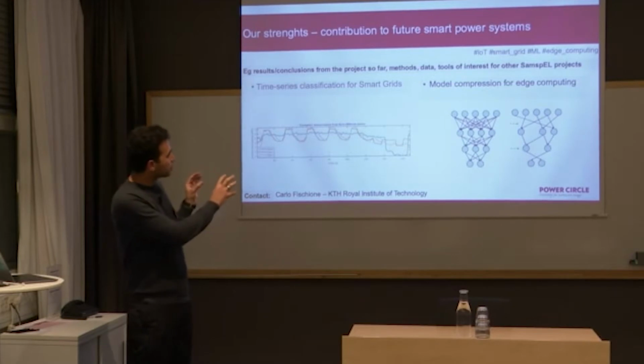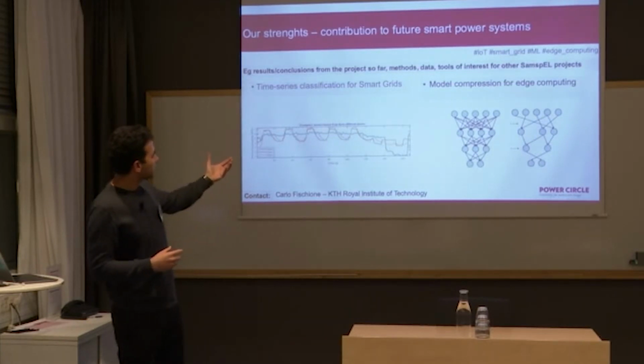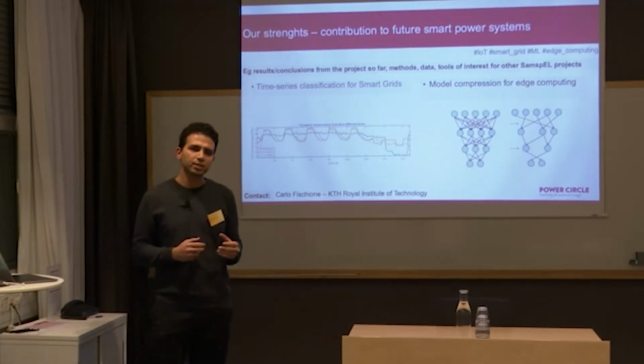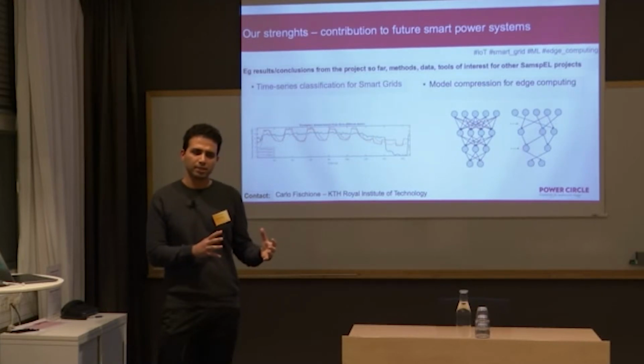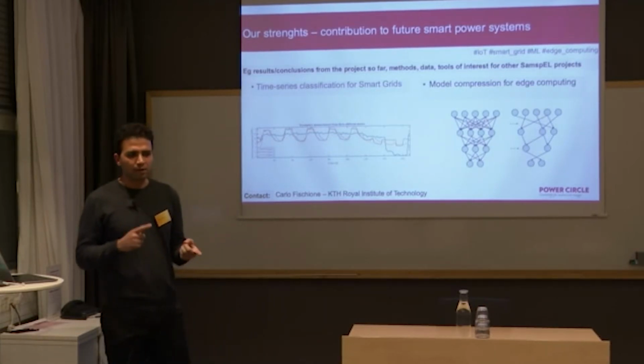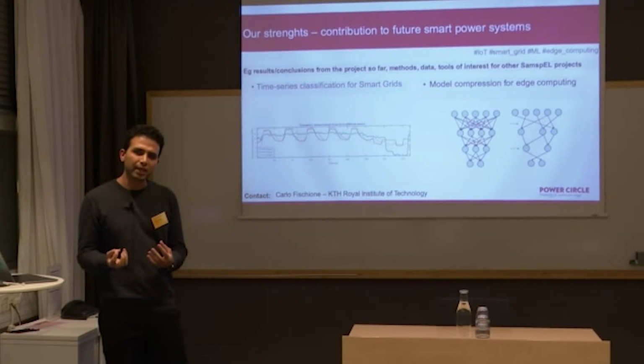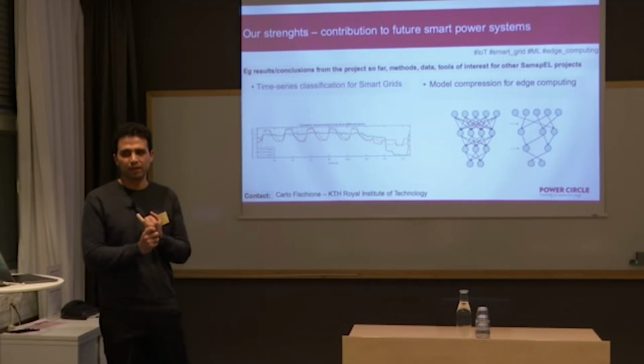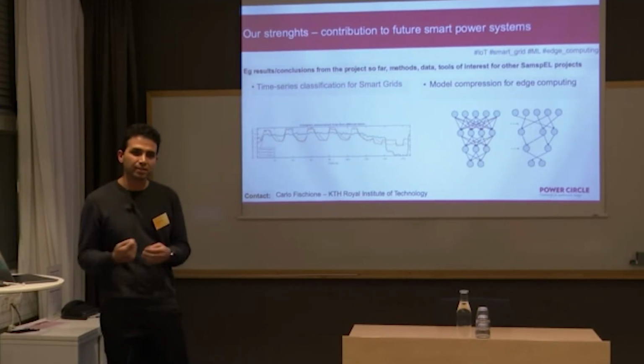So these are two branches. The first one is time series classification for smart grids, essentially how you can deal with those problems, as I said. So how you can do the classification task, do your data analysis on top of data sets where you do have missing values and you do have data class imbalance.